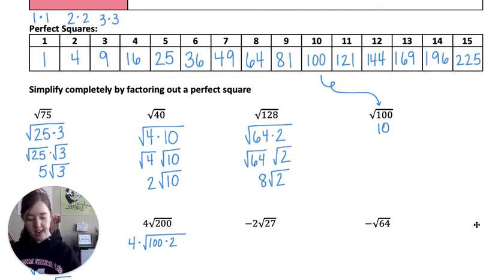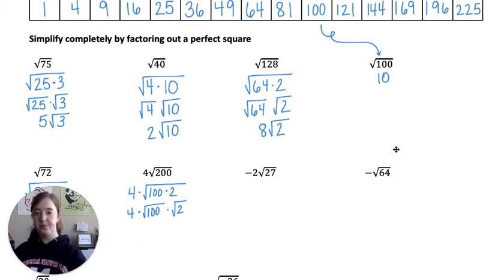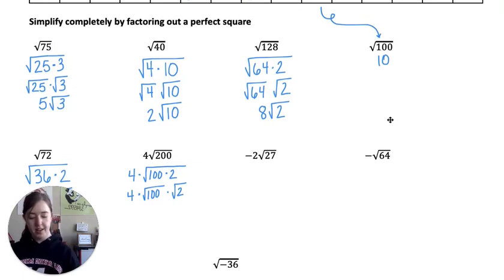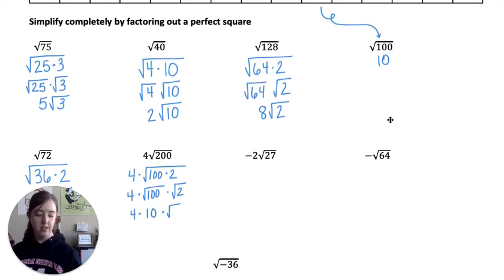So now we'll break that up. We have 4 times, and then we have the square root of 100 times the square root of 2. So now we have 4 times the square root of 100, which is 10. And we still have that times the square root of 2. 4 times 10 is 40, and then we still have that square root of 2 on the end of it.